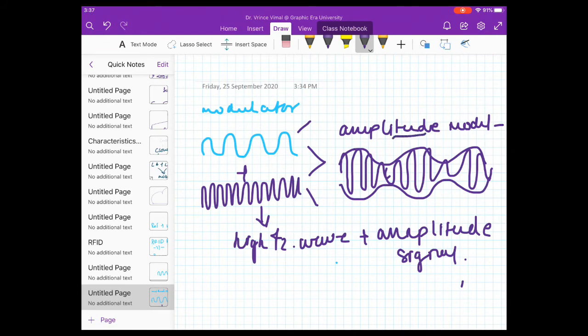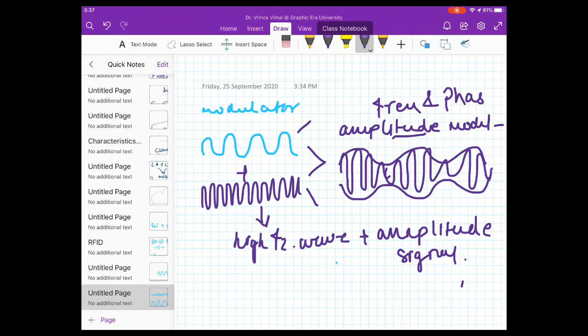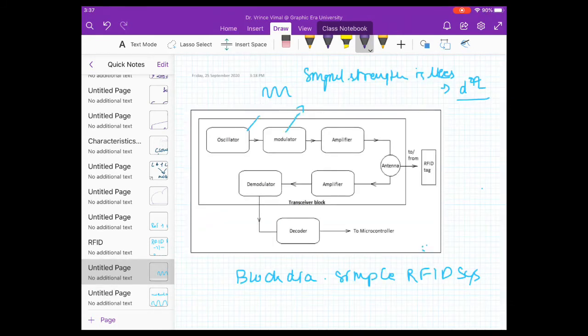Now amplitude modulation is there, then frequency modulation and phase modulation is also there. So these are details of communication. Let's see if we come across them, then we'll be discussing them. So coming back to this, once this signal is modulated, it is further amplified with the help of an amplifier, and this amplified signal is transmitted via antenna.